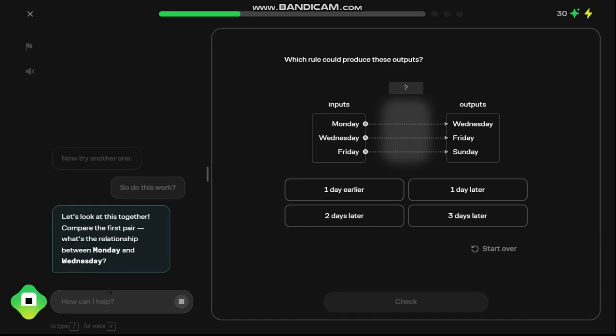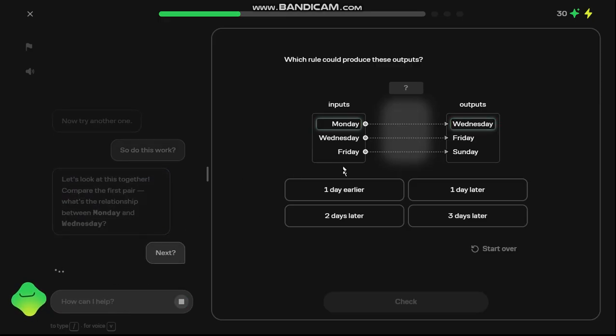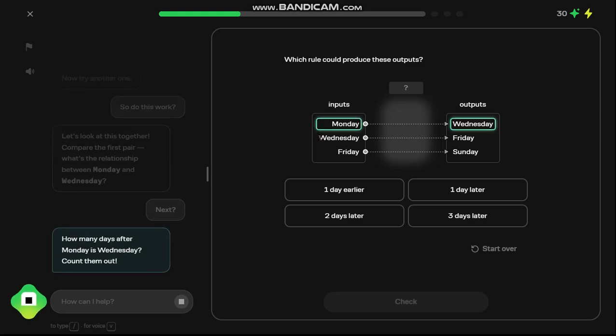Let's look at this together. Compare the first pair. What's the relationship between Monday and Wednesday? So they asked us the relationship. So what is Monday to Wednesday? Is that like 2 days more? It's 2 days. Let's go to the next one. How many days after Monday is Wednesday? Count them out. So I count it as 2.